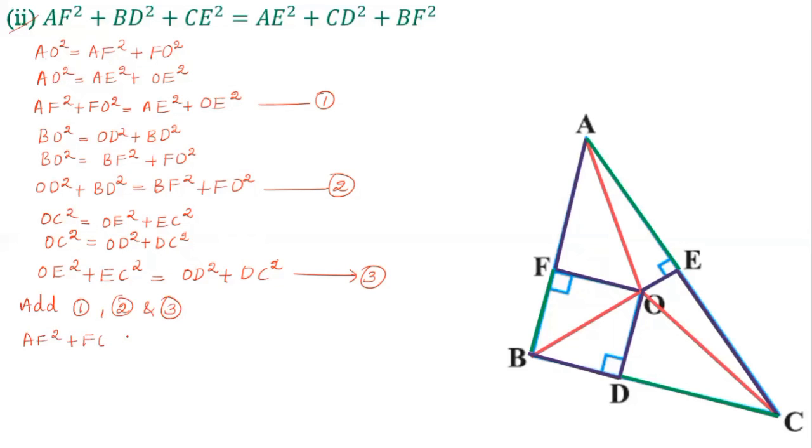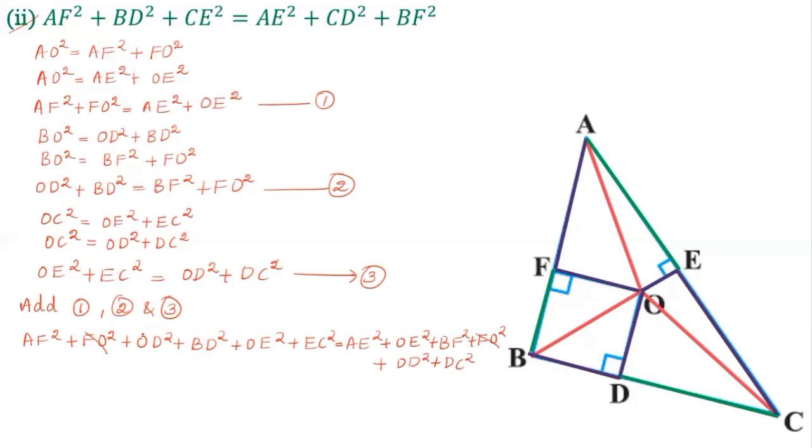Adding equations 1, 2 and 3: AF square plus FO square plus OD square plus BD square plus OE square plus EC square, on the left hand side, is equal to, on the right hand side, AE square plus OE square plus BF square plus FO square plus OD square plus DC square.